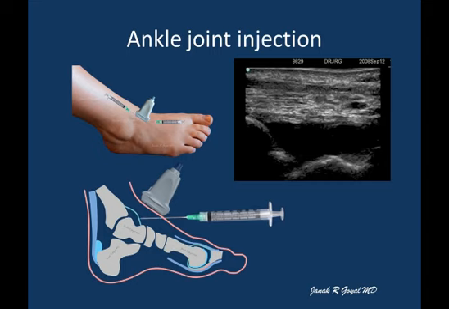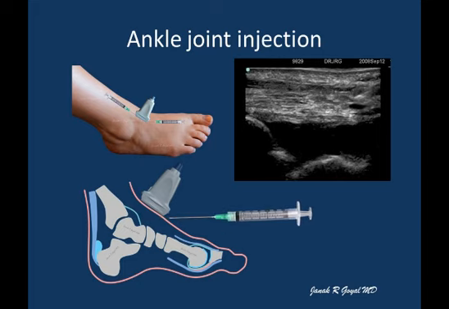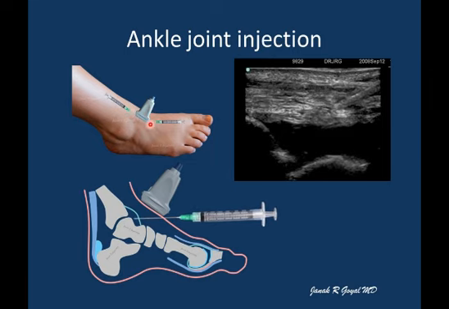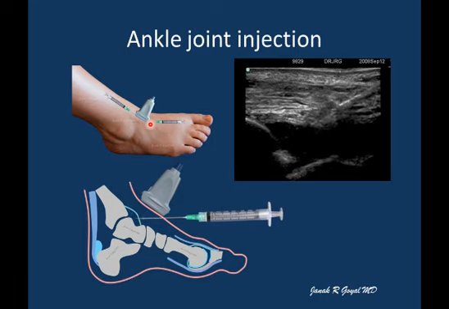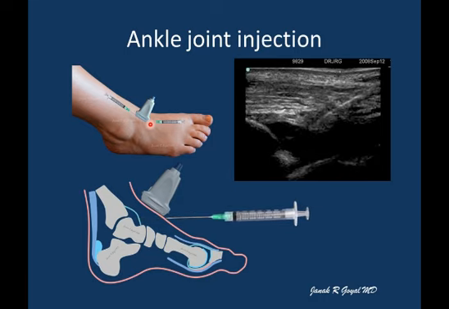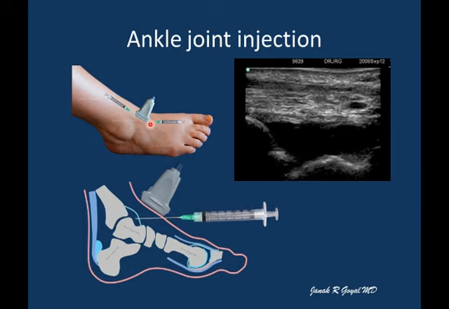For the injection of the ankle joint, patient is seated with the knee flexed to 45 degrees and foot resting on the examination table. Ankle joint can be injected either from distal to proximal or proximal to distal, medial to lateral or lateral to medial approach. The choice of approach is based on the individual preference and presenting pathology. Here I have shown you an injection from distal to proximal approach.